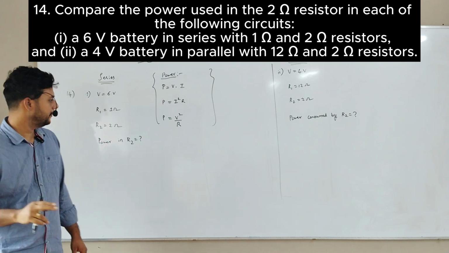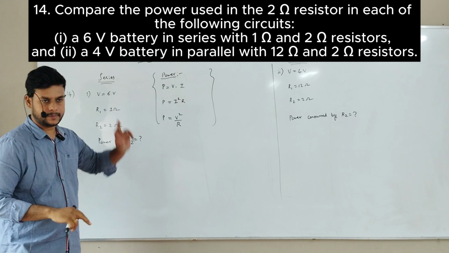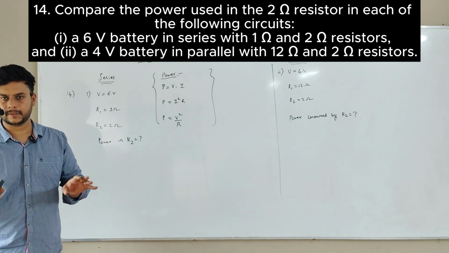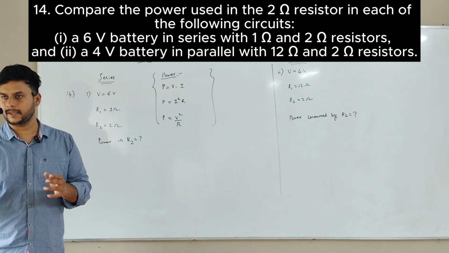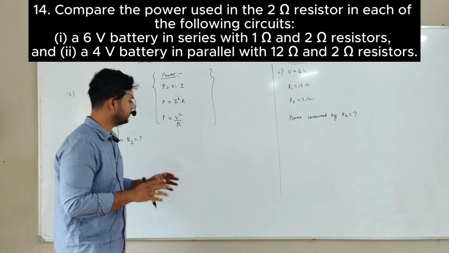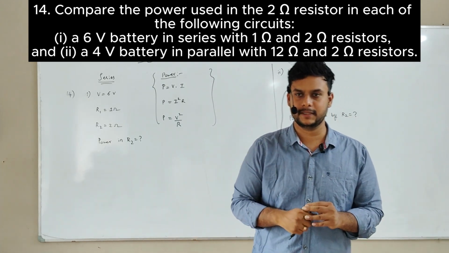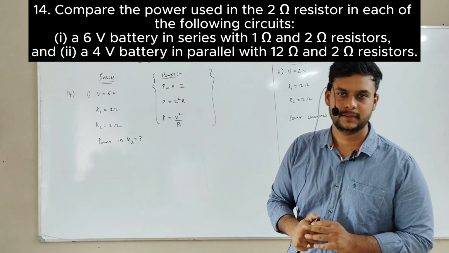Now you should tell me when I should use VI, when I should use I square R, when I should use V square by R. This is the most confusing. Now you think when you should use VI, when you should use I square R, when you should use V square by R.